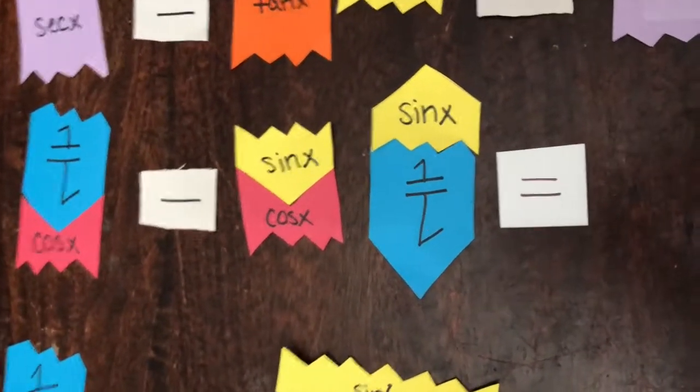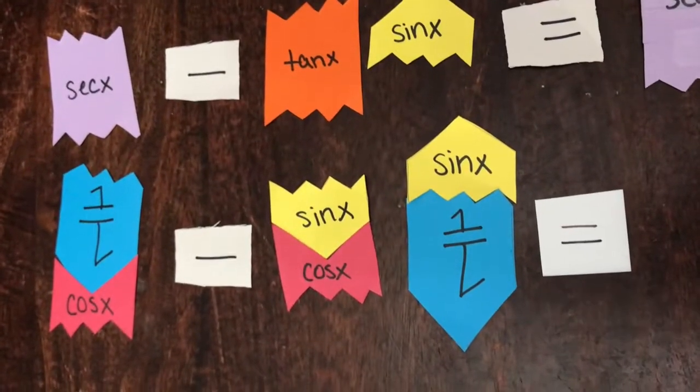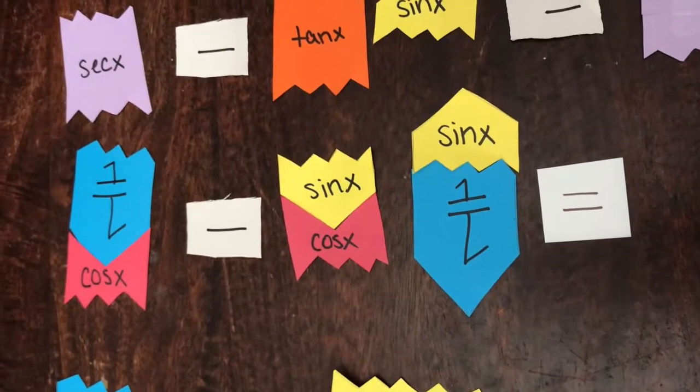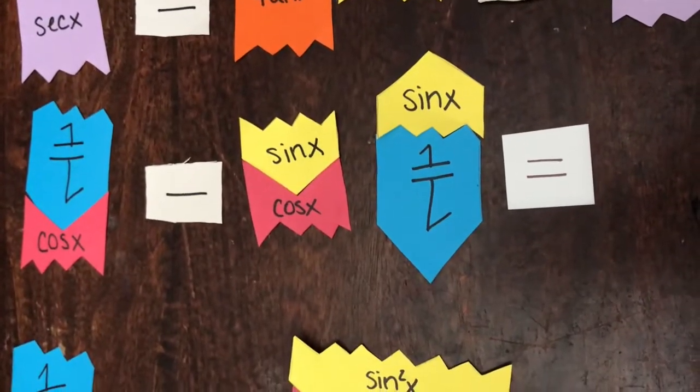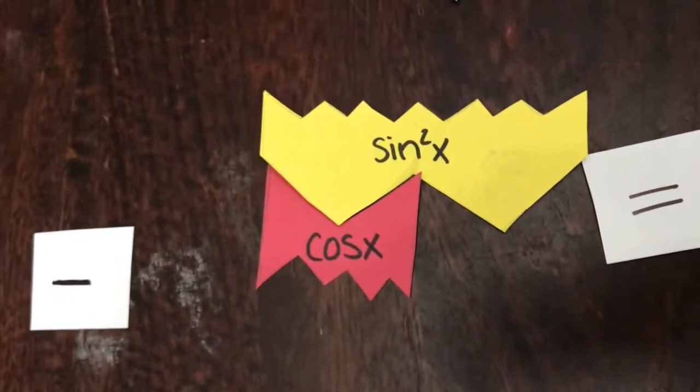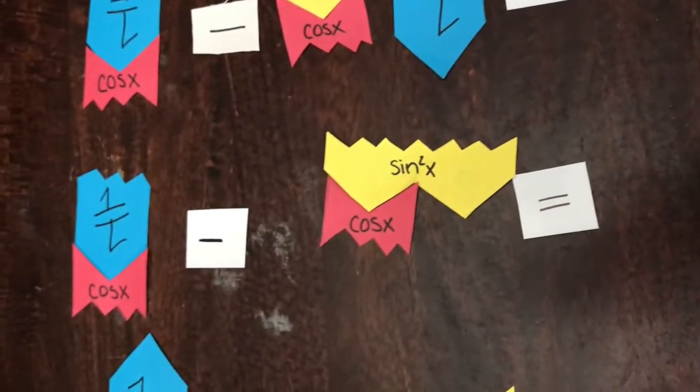And then, like I said, sine of x over 1 is just going to be sine of x. Now we're going to be multiplying sine of x over cosine of x and sine of x over 1 together. Because we're multiplying these fractions, we do not need a common denominator, so we're just going to multiply across. Sine of x times sine of x equals sine squared of x, and cosine of x times 1 equals cosine of x. And we're keeping our 1 over cosine of x for now.